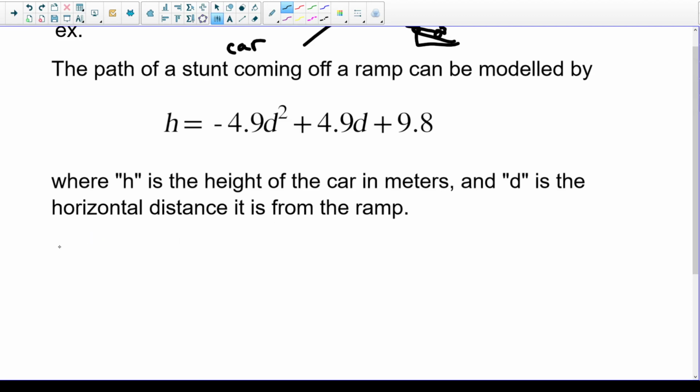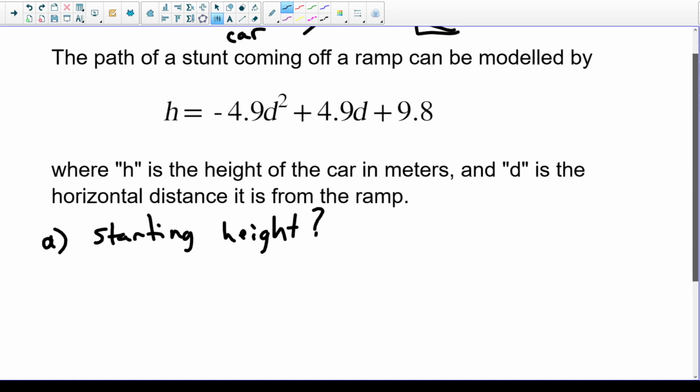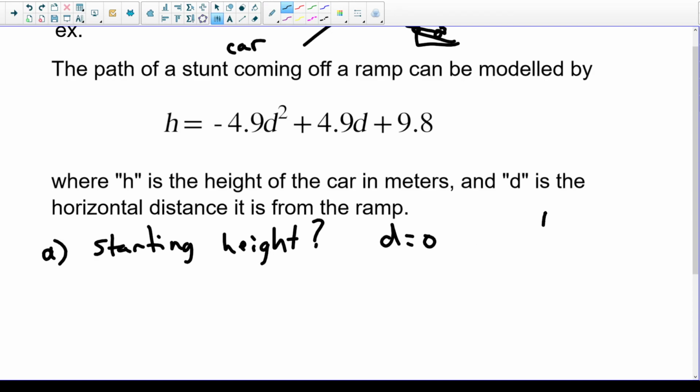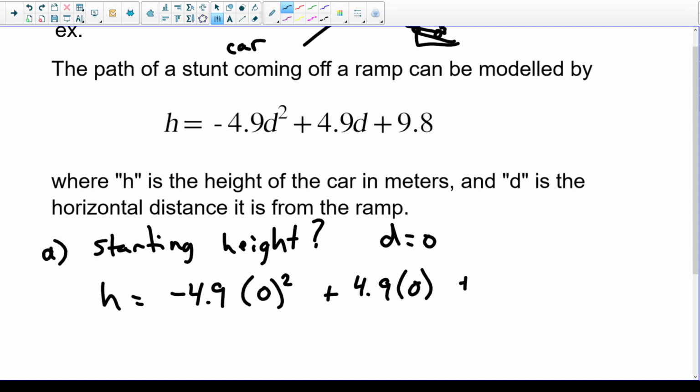So what is the starting height of the car? Our starting height, we're looking for an h. That means we have to substitute a distance. Well, the starting distance would be 0. You usually start on 0 on the graph if you have the choice, okay? So that means we're going to replace all of our distances, oops, sorry about that, with 0. And in this case, because we have this 9.8 number at the end that does not have a d, this makes this one a little bit different from the previous example. We're actually going to end up with a number that's not 0 here, which is 9.8 meters. So this is a pretty tall ramp.